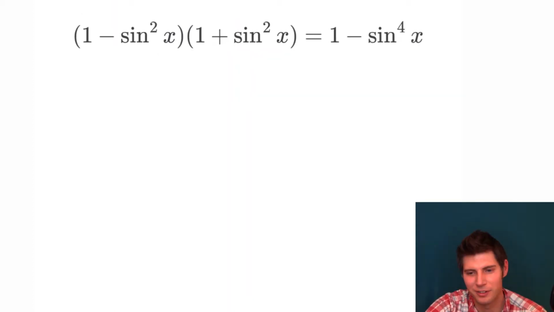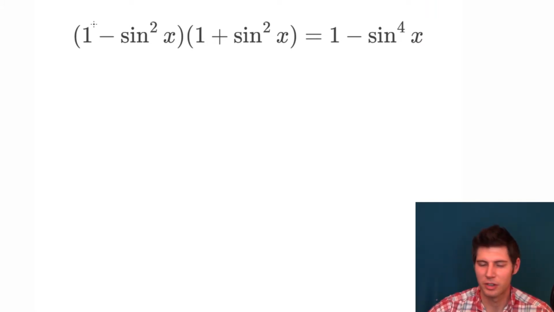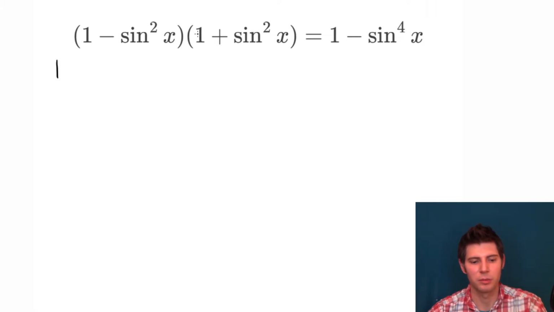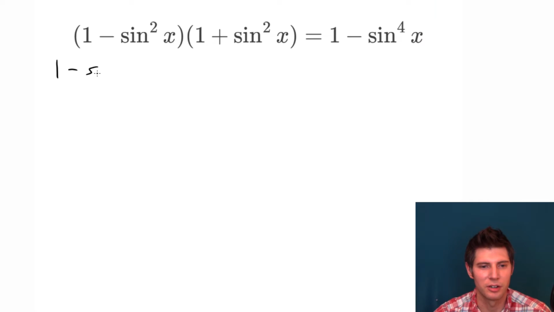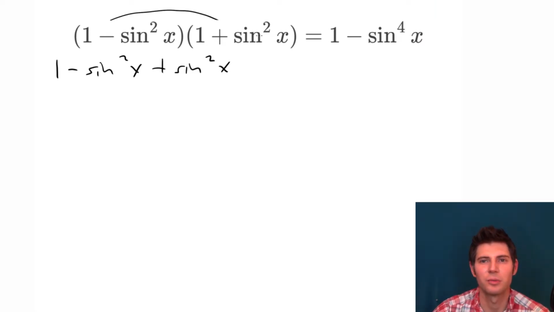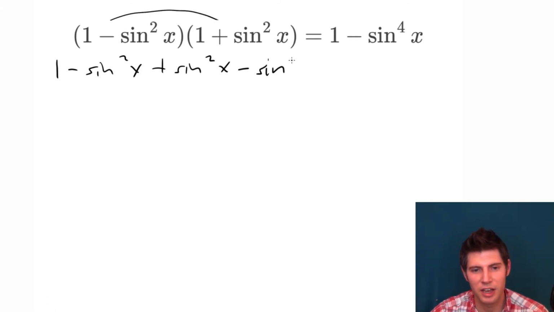Let's do another. This one's pretty crazy. How are we going to make it a sine to the fourth of x? But our instincts are just saying let's just distribute. So 1 times 1 is 1. Then negative sine squared times 1 is negative sine squared. Positive sine squared times 1 is plus sine squared. And for the last one, negative sine squared times positive sine squared is negative sine to the fourth of x. Sine squared times sine squared is sine to the fourth.